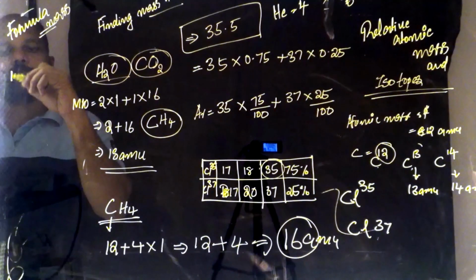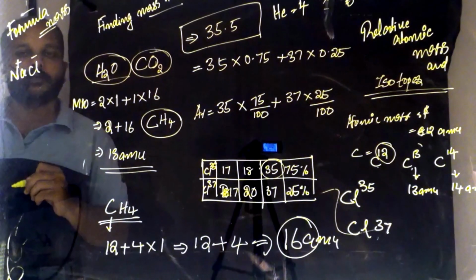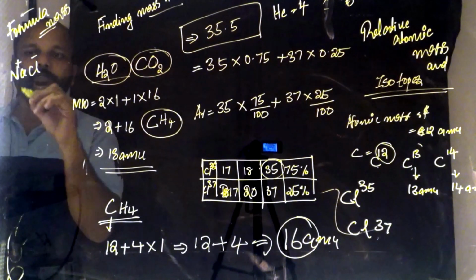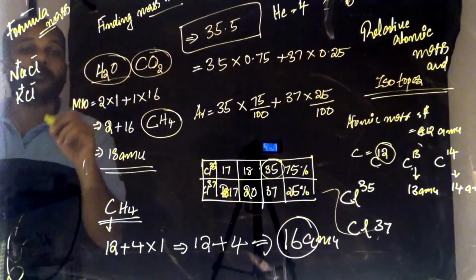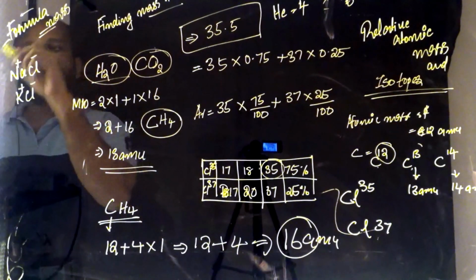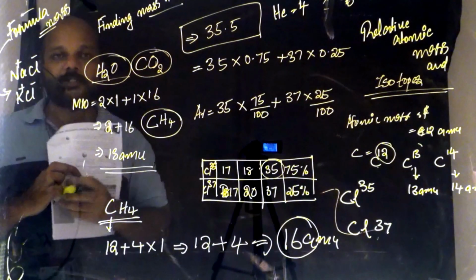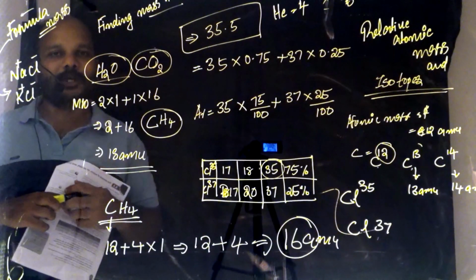Formula mass is, for example, sodium chloride. So Na plus Cl minus. Okay, Na plus Cl minus. So this is sodium chloride, or like potassium chloride. In these kinds of situations, instead of molecular mass, we will use the term formula mass. Okay, so this is one of the very important concepts. Please keep it in your mind.